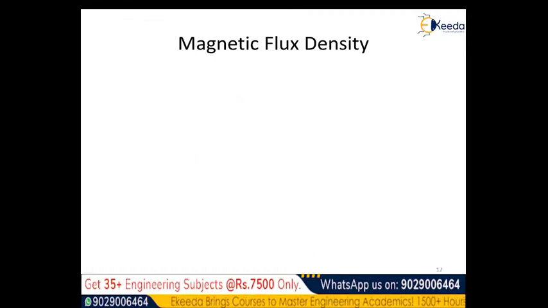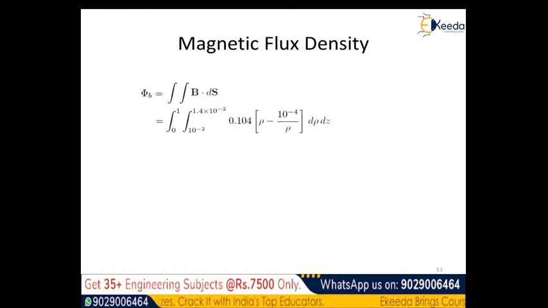So we represent the total amount of magnetic flux, as the solution to part B, denoted by phi suffix b, in terms of the surface integral of B bar dot dS bar. A surface integral means a double integral, so two dimensions. For the first, we put the limits 0 to 1. For the second integral, we put the limits 10 to the power minus 2 to 1.4 times 10 to the power minus 2, and here we integrate using the expression from the previous part.